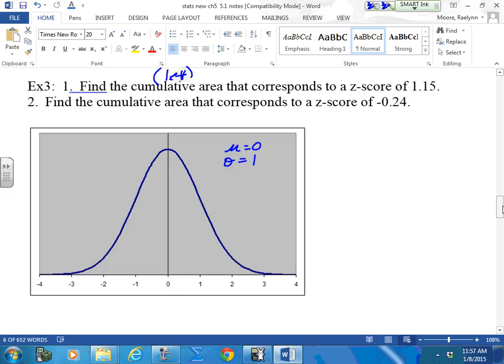These are your standard z-scores right here. And I gave you a graph if you want to put it on there just so that you get the feel of where this is going. Please do, because this is really, really important, this part. So we're going to find 1.15. It's slightly to the right of 1.